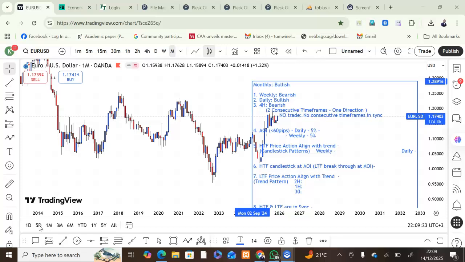Two is that we're going to make our area of interest on the higher time frame. So area of interest is the same as support, resistance. It's also the same as demand and supply. It's also the same as order blocks. So for what I know, these things are the same.